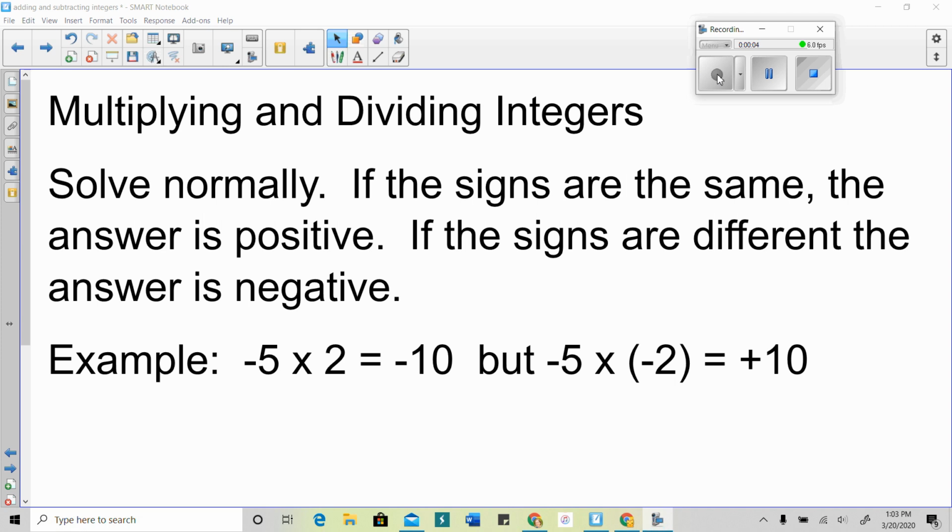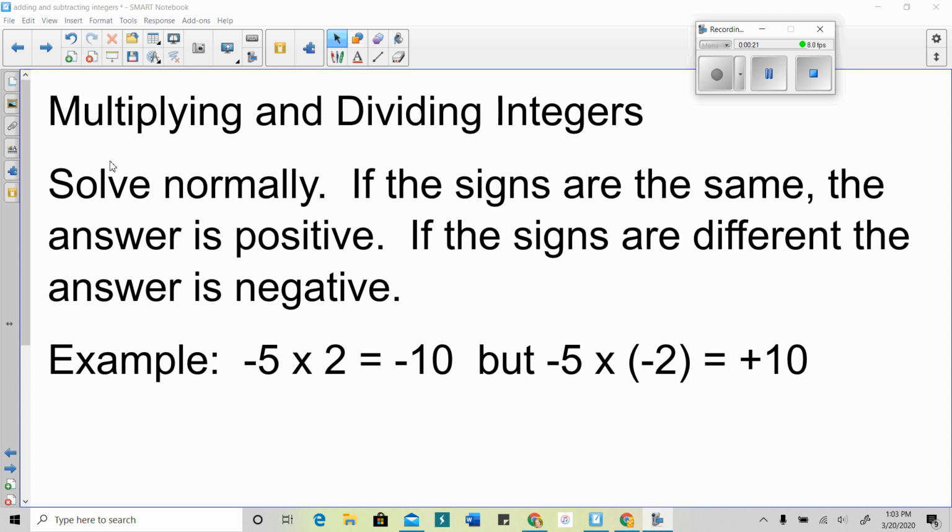Hi, this is Miss Rose back with you today, multiplying and dividing integers. So yesterday we had worked on adding and subtracting integers, which is actually, I think, harder than what we're going to be doing today. When you're multiplying and dividing with these negative numbers, you solve as you normally would.